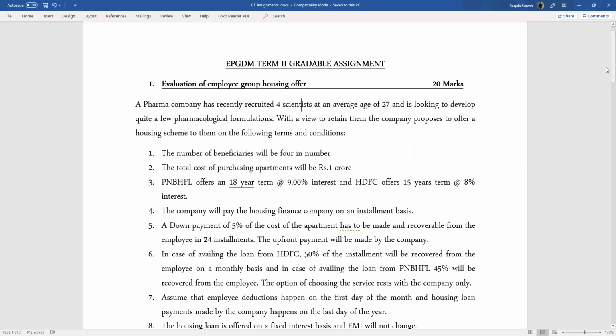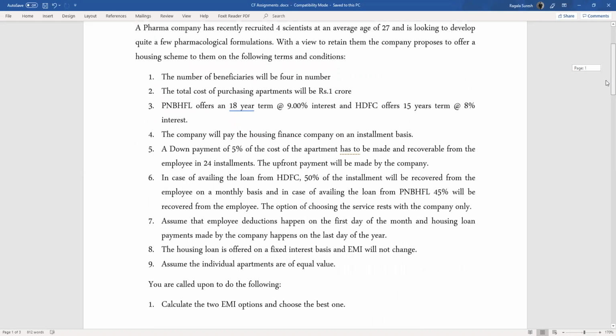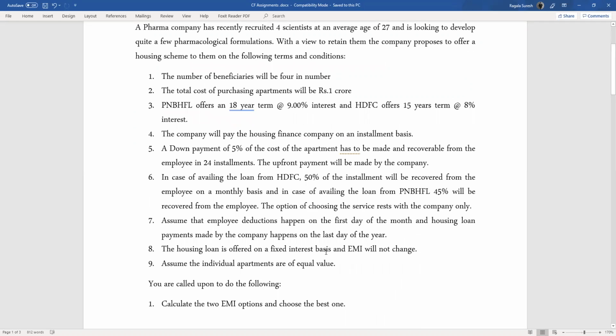From the employee's salary the deduction will be on the first day, and from the company side it will be deducted on the last day. So I am not able to correlate that part to this. That's my question actually, that's why I asked you.